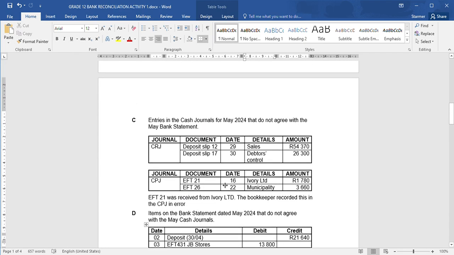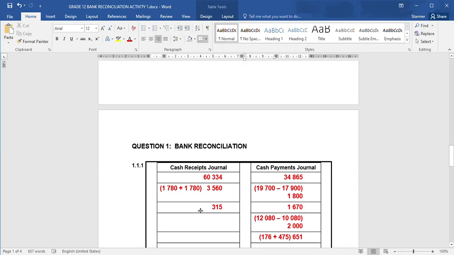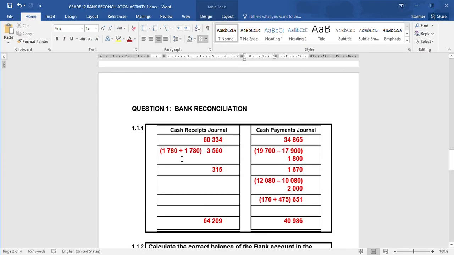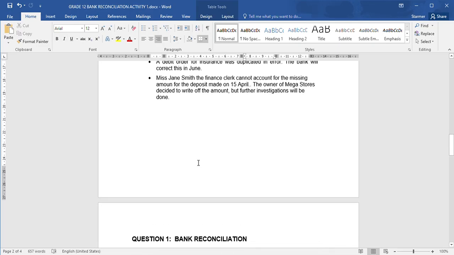Right, then they give us two EFTs here. If you look underneath here, it says EFT 21 was received from Ivory Limited and recorded in the CPJ in error. So in this case, the business made the error. They recorded an actual receipt of money as a payment. So to fix that, you're going to need to double the amount in your CRJ. One to cancel the CPJ entry and the other one to add into your CRJ, which is where it was supposed to be in the first place.